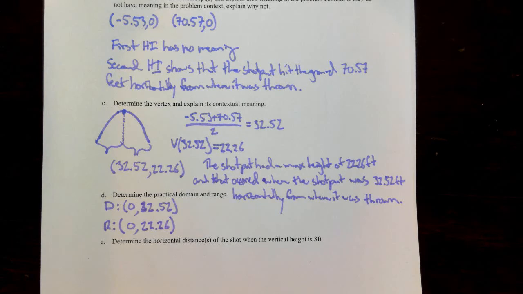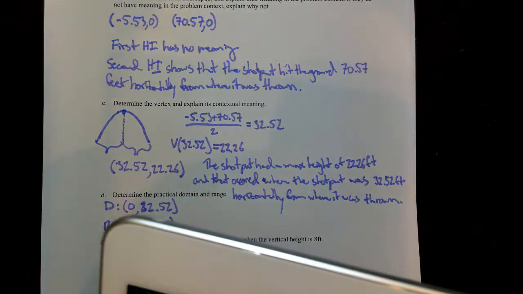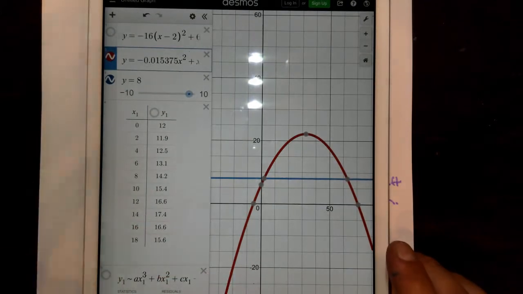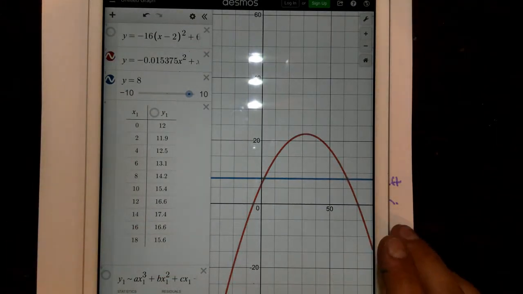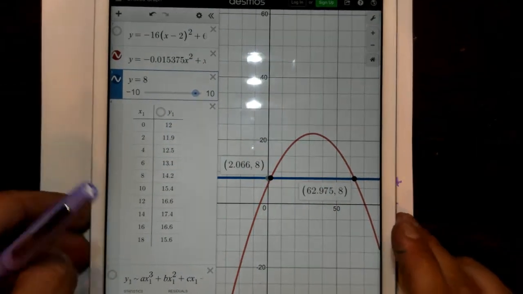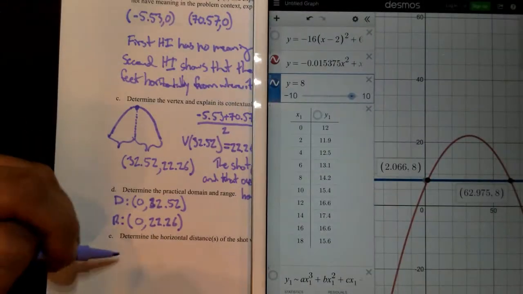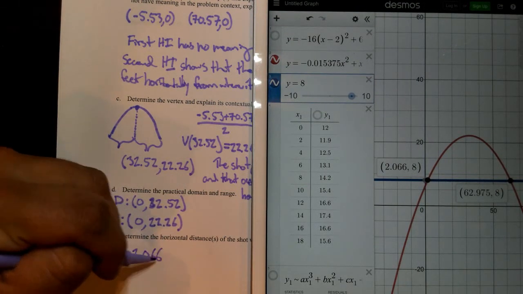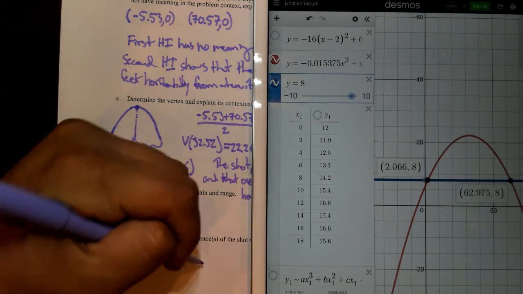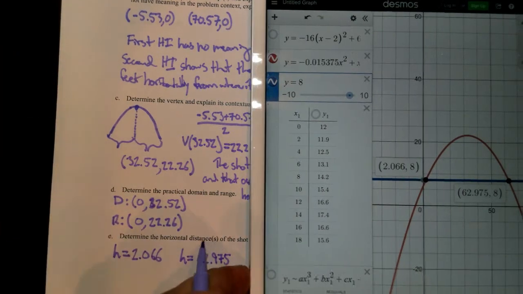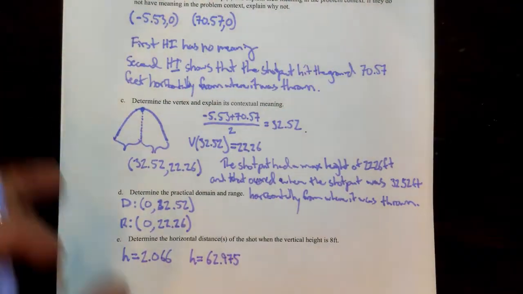So, again, I graphed this onto Desmos. And here we have our function in red, and then in blue is y equals 8. So that's at 8 feet. So we want to know our intersection points. And it looks like our intersection points are when h is equal to 2.066 and h is equal to 62.975. So, what does that mean?